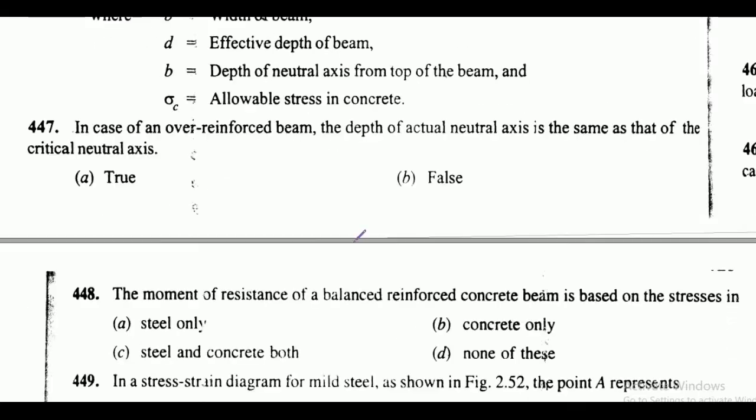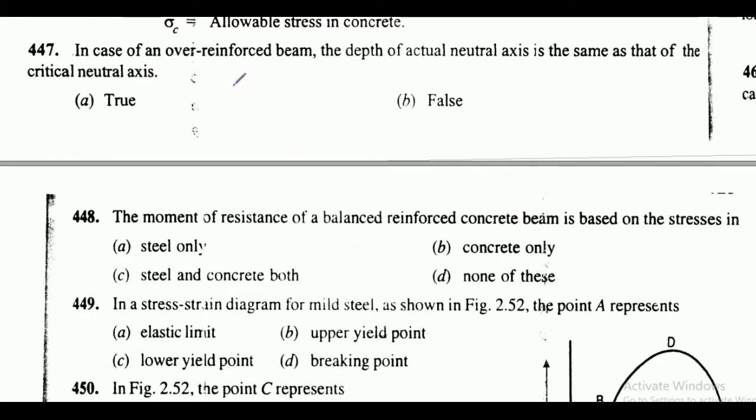Next is, in case of an over reinforced beam, the depth of actual neutral axis is the same as that of the critical neutral axis. Is it true or false? So here friends, this statement is wrong. So option B is the correct answer, that is false. Next is the moment of resistance of a balanced reinforced concrete beam is based on the stresses in, here friends options are steel only, concrete only, steel and concrete both, none of these. Here friends correct answer is option C, that is steel and concrete both.